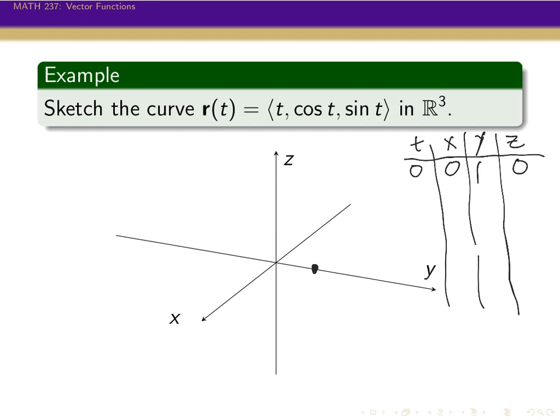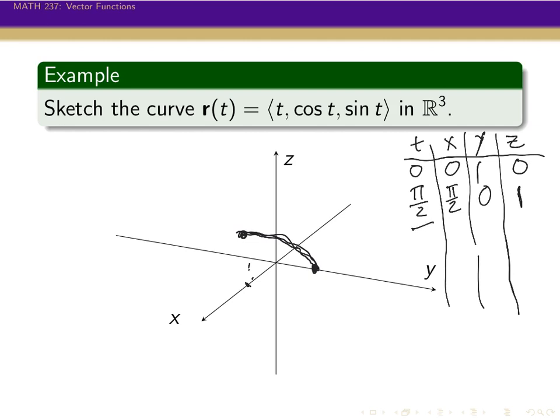Let's jump up to t equal to pi over 2. So x is also pi over 2. Y, cosine of pi over 2, is 0, and sine of pi over 2 is 1. So that point is going to be, we go out pi over 2, and then up 1 from that. And so the curve has kind of come over like this between those two.